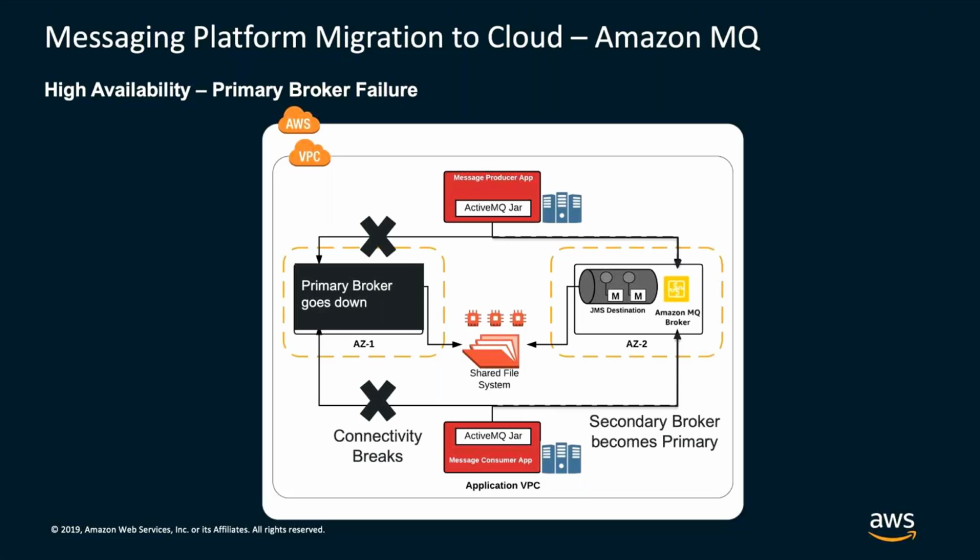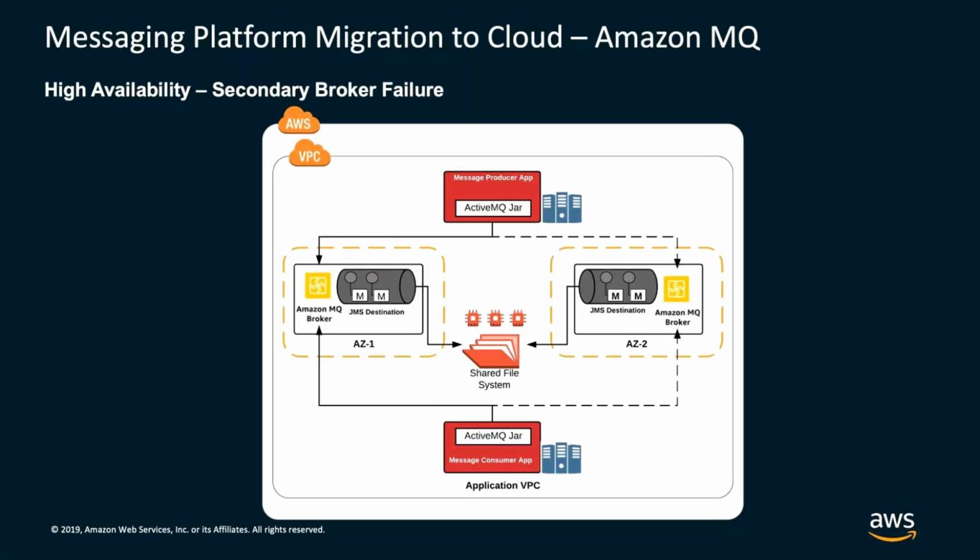Let's take a look at the second scenario, the secondary broker failure. So what if your secondary broker goes down? This happens. It can happen because of so many different reasons. In fact, this is how even Amazon does the patching on your broker. What they do is they do a patching on your secondary broker first, and if everything goes good, they will apply it to the primary broker, right?